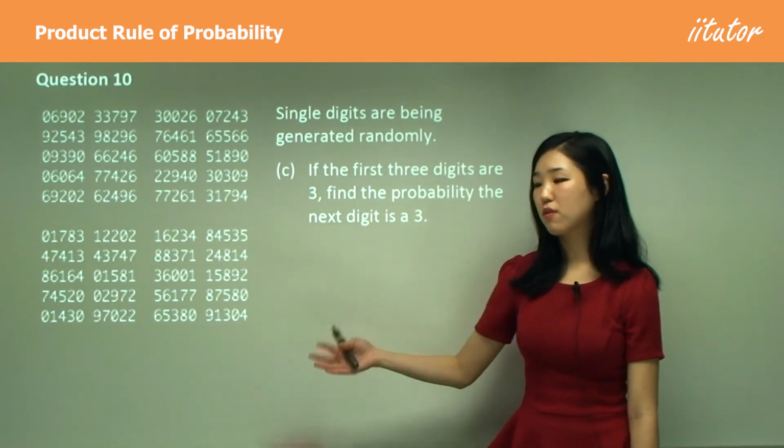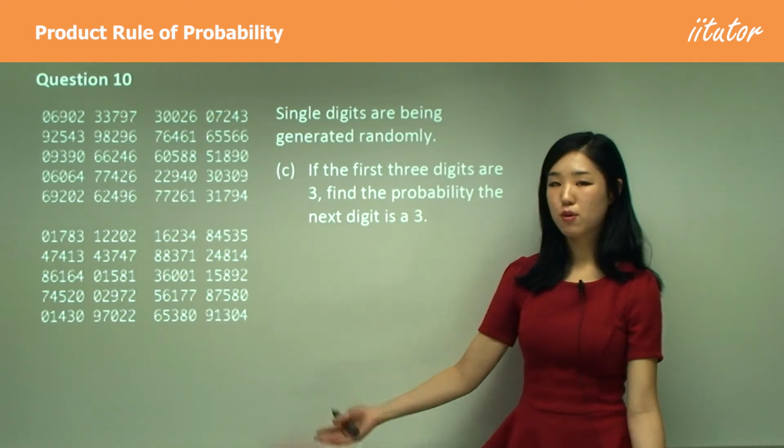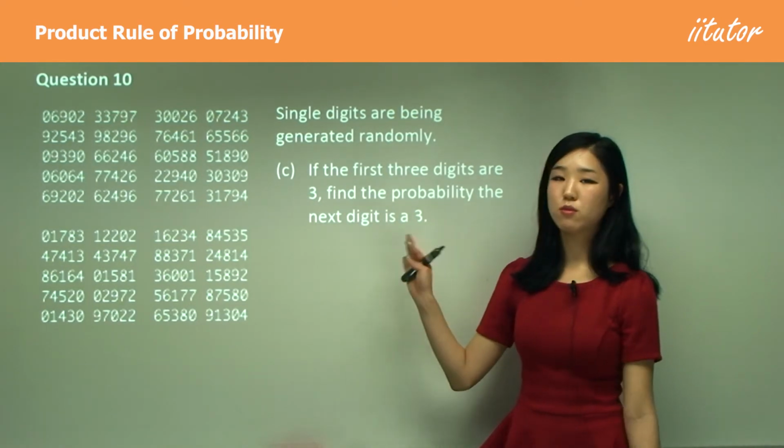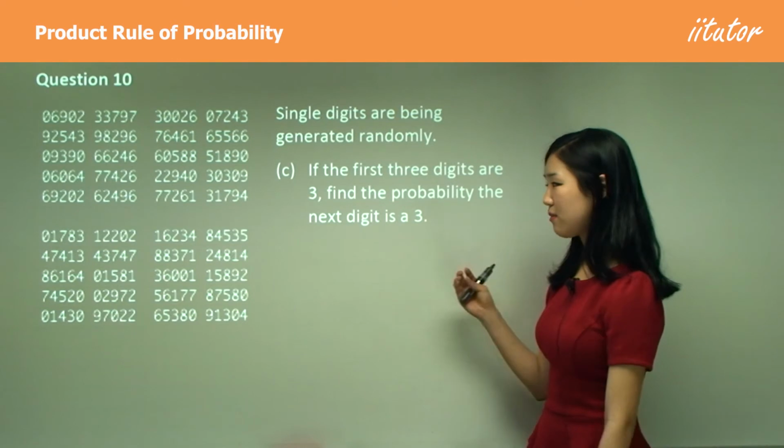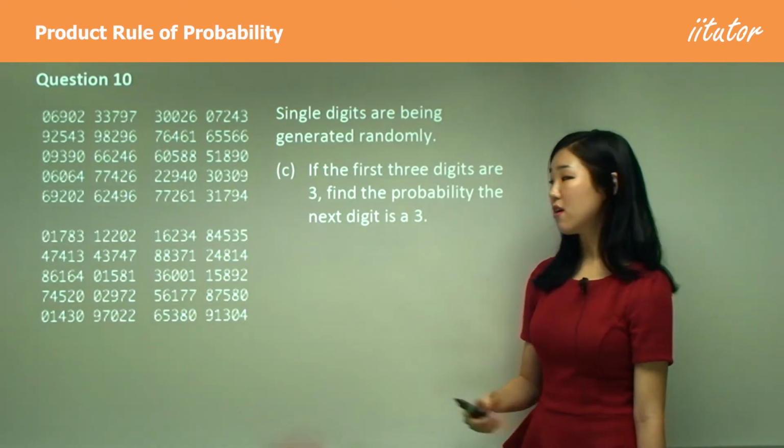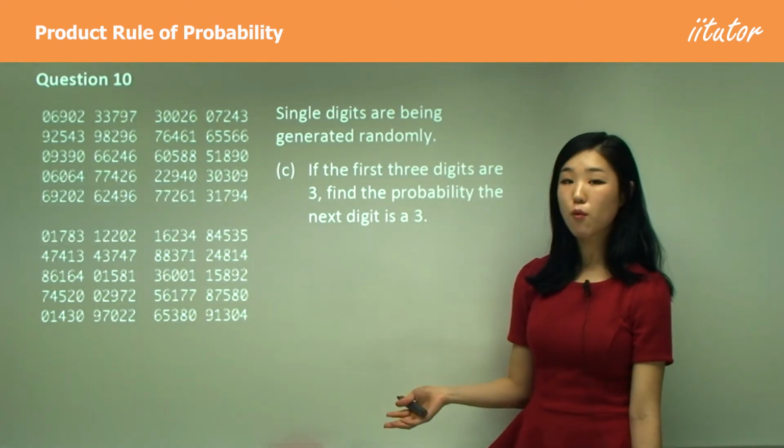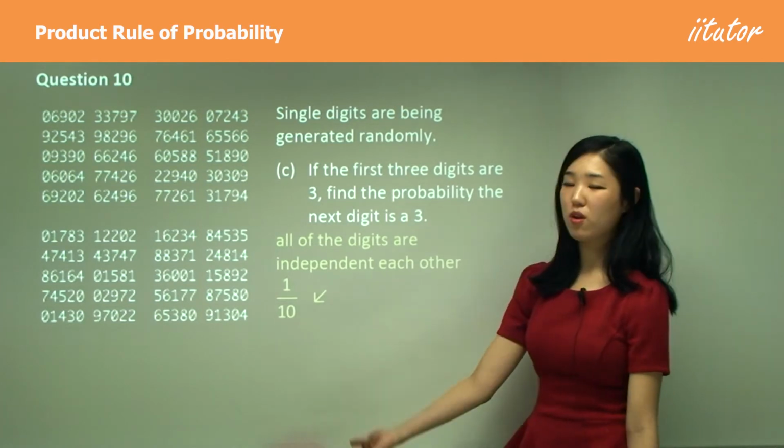So even if the previous number was 3, even if the previous number was 0, even if the previous number was 9, it doesn't matter. The next number will always be independent. The probability of getting 3 for the fourth number is also just 1 on 10.